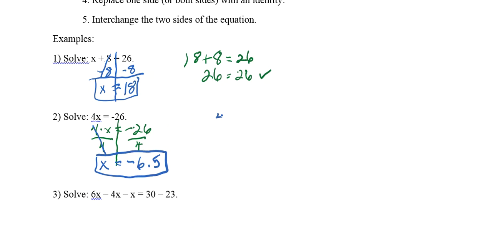So again, I can check it. Is 4 times negative 6.5 equal to negative 26? 4 times 6 is 24. Half of 4 is 2. The 24 and the 2 makes negative 26.